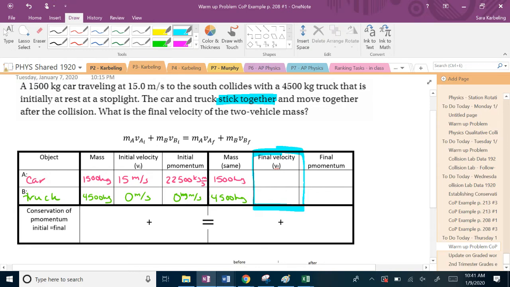So you can just write VF. You just say it's VF for both. And so then we could fill this in as 15 times 1,500, and 1,500 VF and 4,500 VF. Or if it makes more sense to you, you can just tell me the total final momentum of the two cars stuck together. How much mass is there that's stuck together? 6,000 kilograms, right? So it's going to be 6,000 times VF. Either way works.